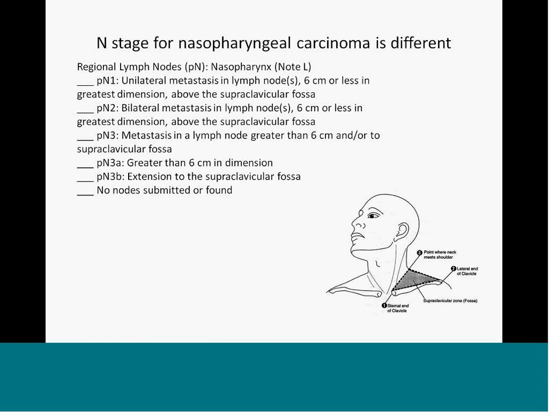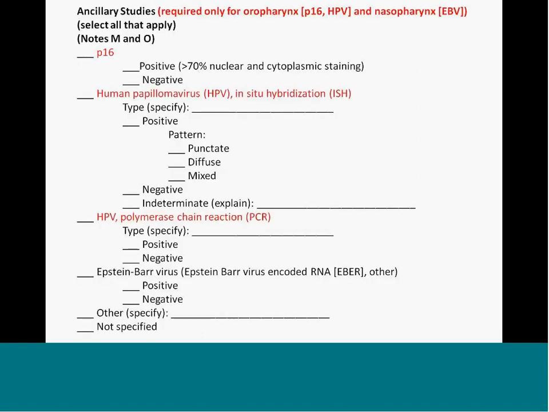A few highlights then. The staging for nasopharyngeal carcinoma is different, and this is it right here. We don't usually get lymph nodes for a nasopharyngeal carcinoma unless they're just biopsied in order to make a diagnosis, so it's not typically of relevance to pathologists too much. Okay, what is important is the ancillary studies. HPV testing is required for oropharyngeal carcinomas, and EBV testing is required for nasopharyngeal carcinomas.